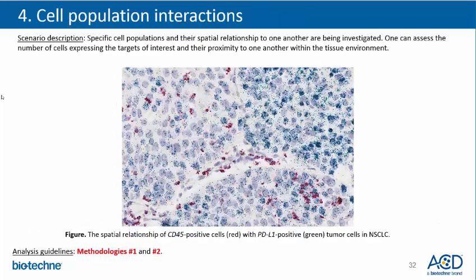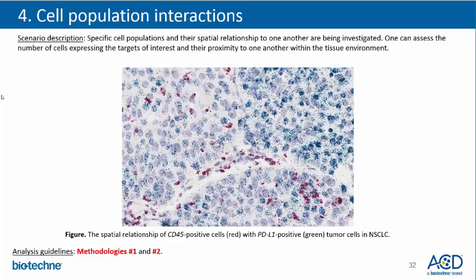The fourth scenario is about cell population interactions. Here, the researcher is interested in specific cell populations and their spatial relationship to one another. One can assess the number of cells expressing the targets of interest and their proximity to one another within the tissue environment. In this lung cancer example, the CD45 positive cell population is shown in red, and the PD-L1 positive cell population is shown in green.